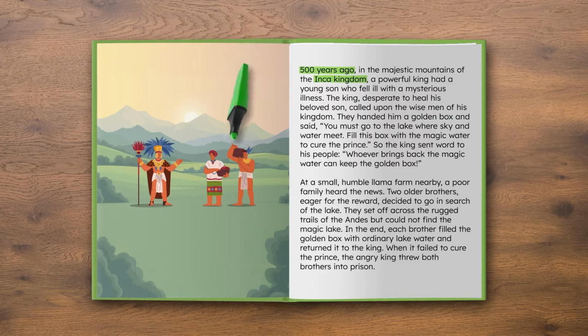And this picture here shows characters in traditional clothing, which helps me imagine what life was like back then. What else? Well, poor family and powerful king show us that the story is set in a time when a strong royal family ruled the land. The contrast between rich and poor shows us the brothers' motivation to search for the lake, as they hope to earn the golden box and become rich.